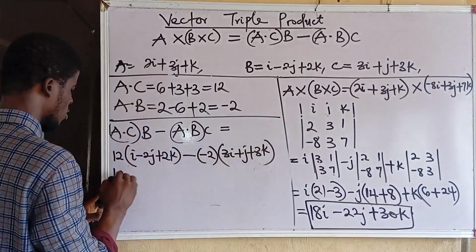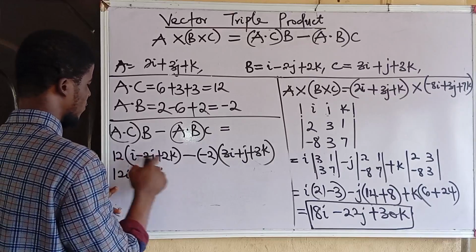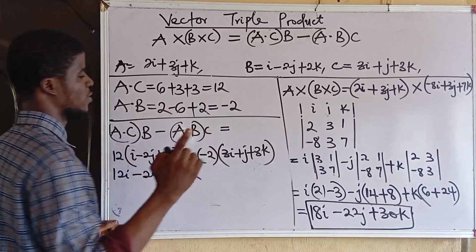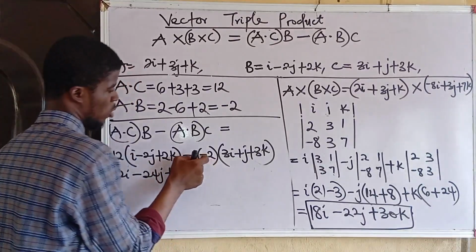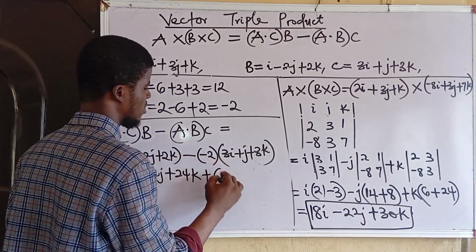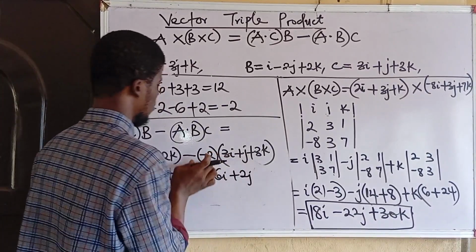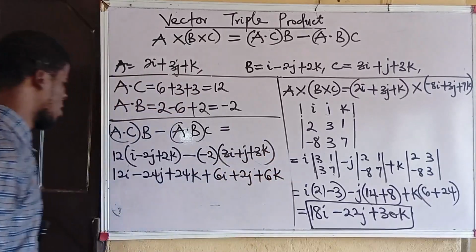12 times i, 12i. 12 times minus 2 is minus 24j. 12 times 2, that's 24, so we have 24k. First of all, minus times minus will give me a plus. So I have plus 2 times 3i, that's 6i, plus 2 times j, that's 2j, plus 2 times 3k, that's 6k. Let's collect like terms.